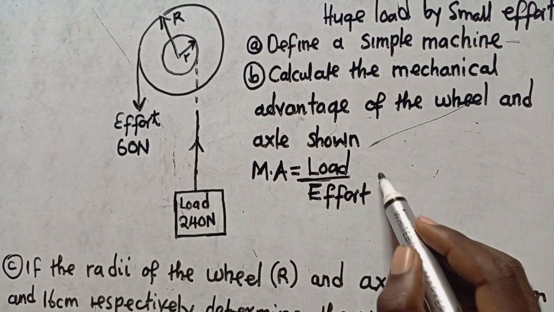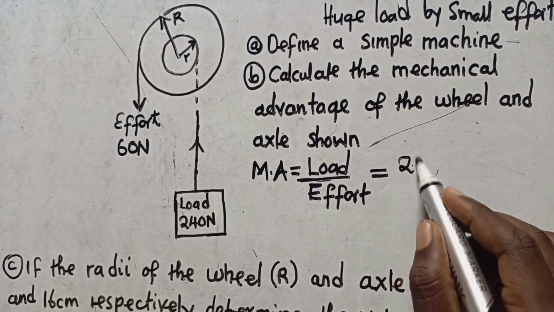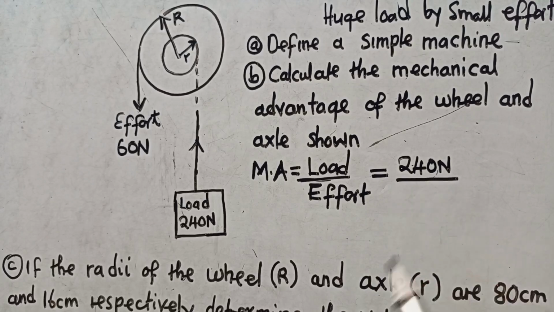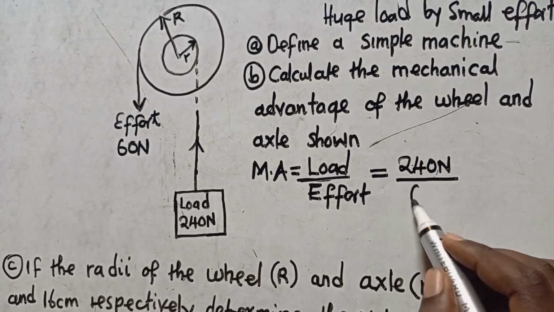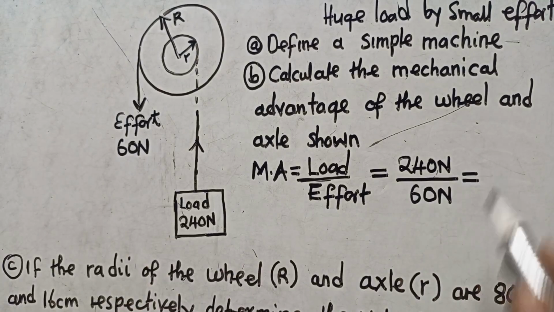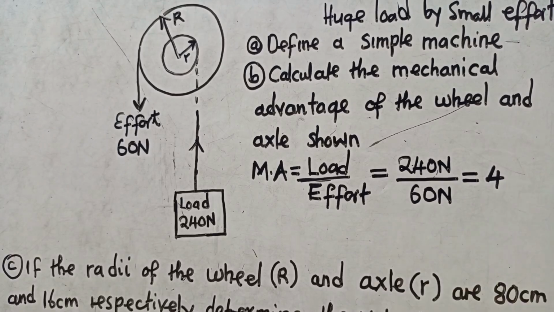So what is the load here? This question was so simple because they're even telling you that the load is 240 newtons, over effort, which is 60 newtons. So what answer are you going to get if you divide? When you divide 240 by 60, the answer is just 4. No units, because this is a ratio.